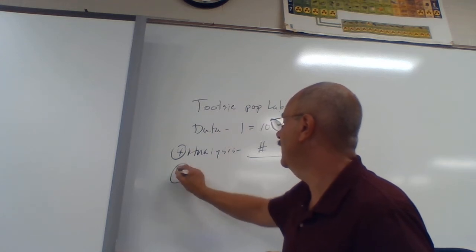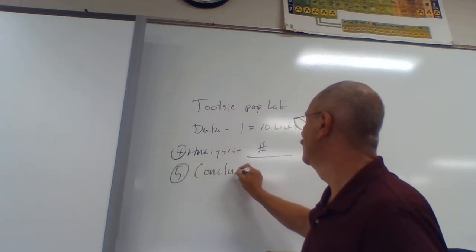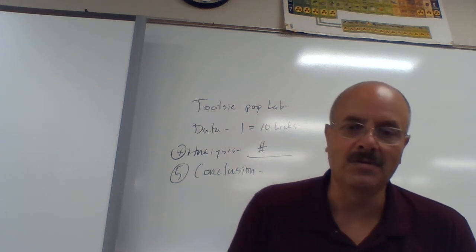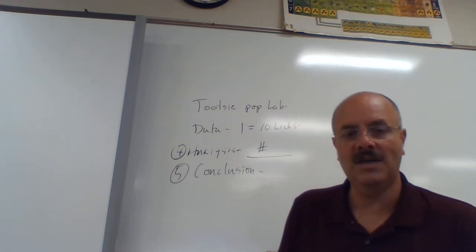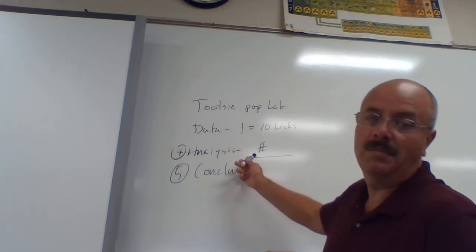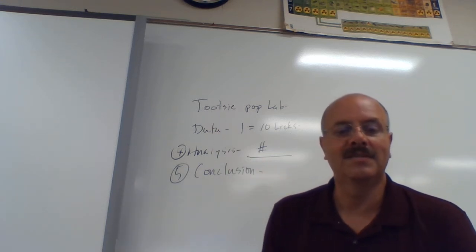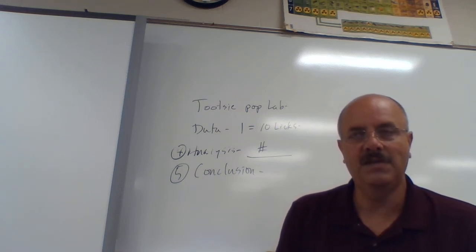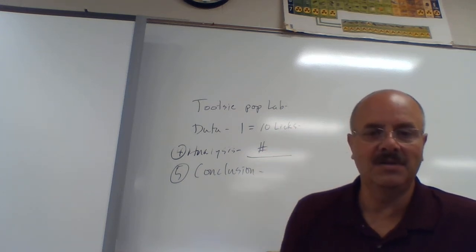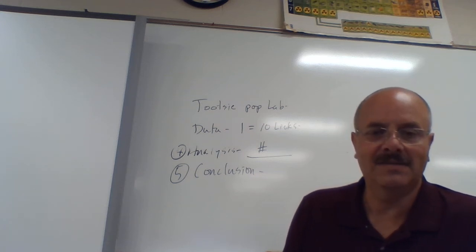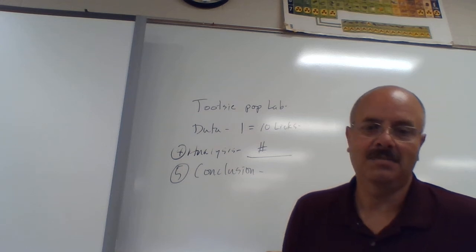Finally, we get to step number 5. That's the conclusion. What do you do in the conclusion? Well, if you remember, according to the notes, you accept or reject your hypothesis. So based on this number, you go back to the hypothesis and say, okay, was I right or was I wrong? Was I within that 50 lick margin, both up or down, or was I not? So all you're going to do is say, yep, I accept my hypothesis, or I reject my hypothesis.